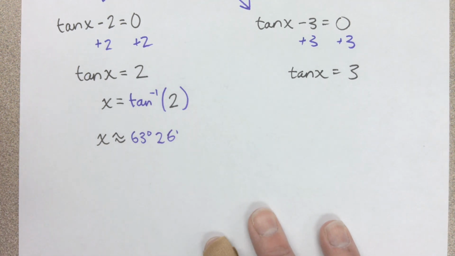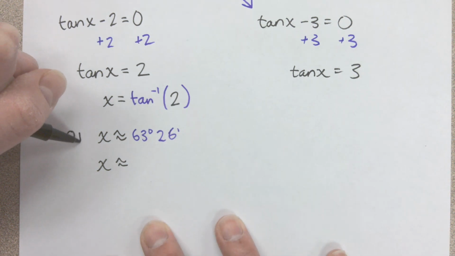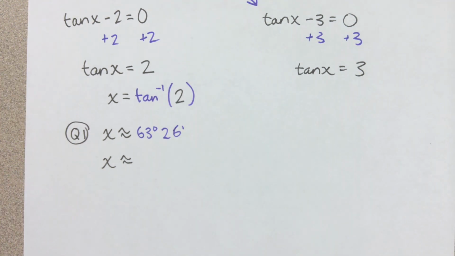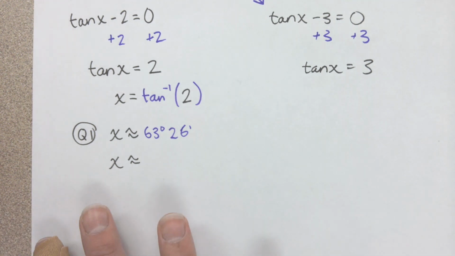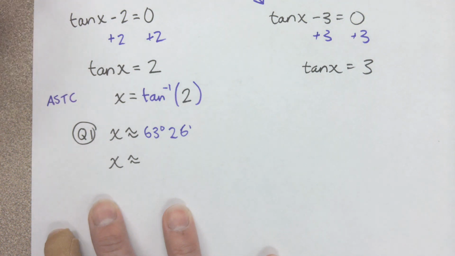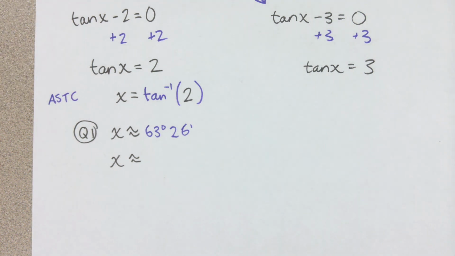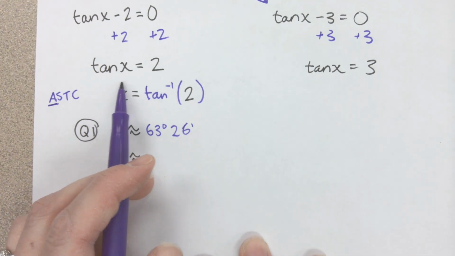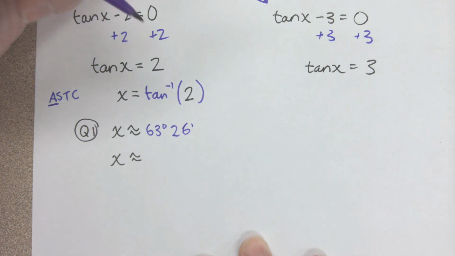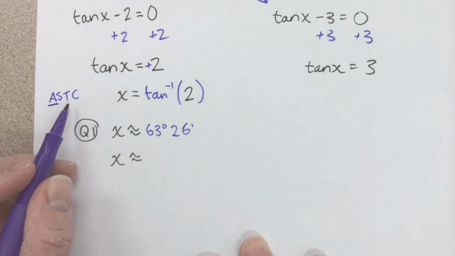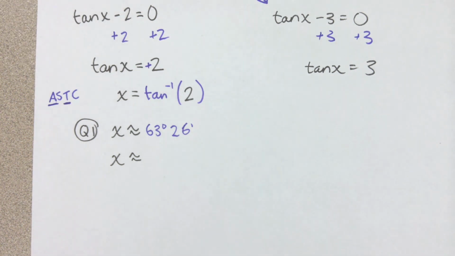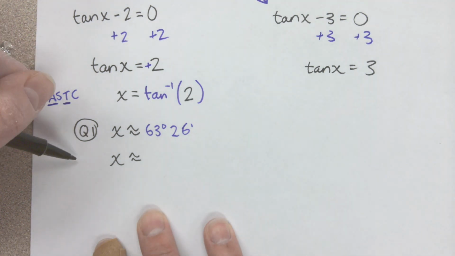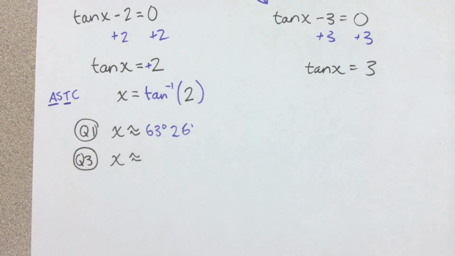And reminder, you always look for 2 answers. This first answer was in quadrant 1. Let's figure out what the second answer should be. We remember our acronym, all students take calculus, or all students think college, whichever one you learned. So our first answer was in quadrant 1, and we're working with where tangent is positive. Tangent is positive 2. So the other positive quadrant for tangent is the T quadrant, quadrant 3. So Q3 is where my other answer will be found.